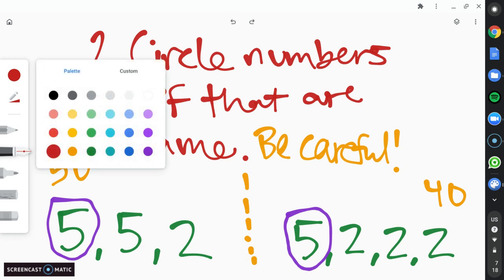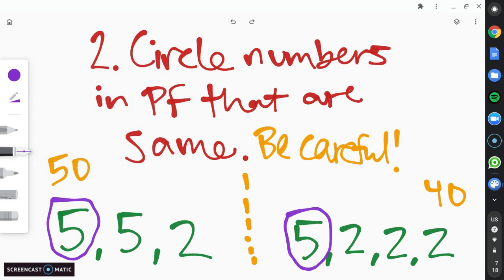Now we get to circle another number. We get to circle this 2. And circle one of the other 2s from the other side. Now, you'll notice that the circled numbers on each side are the same. You have a 5 and 2 circled on both sides. And you should be doing this on your own paper also, okay? Pause if you need to. So the circled numbers on both sides are the same, okay? 5 and 2 on each side.